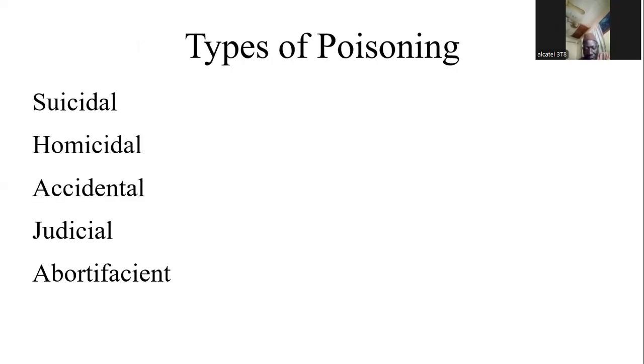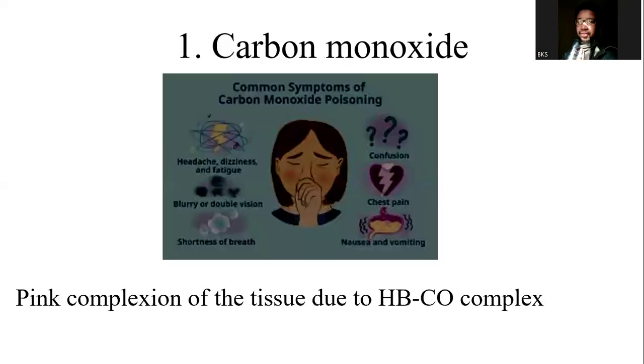So we have also different types: it can be suicidal, homicidal, accidental, which I've already started explaining. We know what is suicide, we know what is homicide, accidental I've explained, it can be judicial, which I just say is state execution, and it can be abortifacient, in cases where abortion is the target, but you ended up killing the individual.